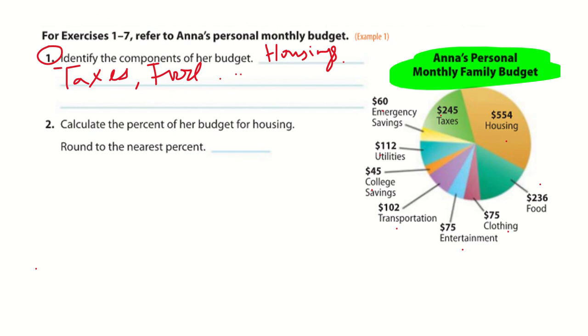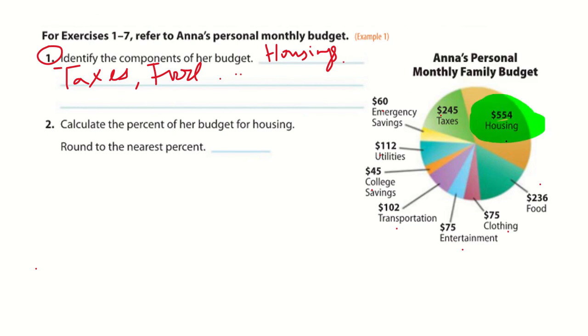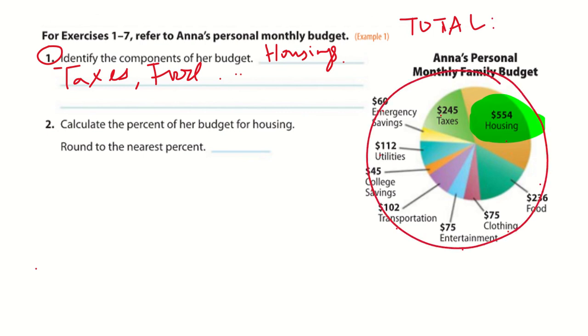Number 2, calculate the percent of her budget for housing. We understand that housing is $554, but what is that as a percent? Before we find percent, what I should have done that I forgot is add everything up to get a total for this whole budget. Add all the categories up and figure out how much money total is in this budget. Give me a second while I add it all up.